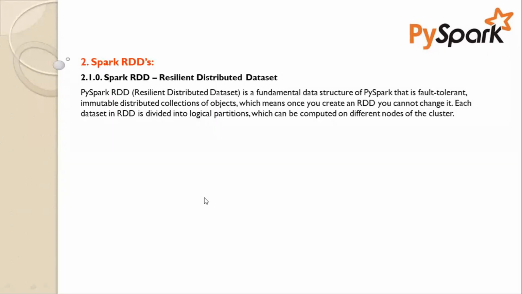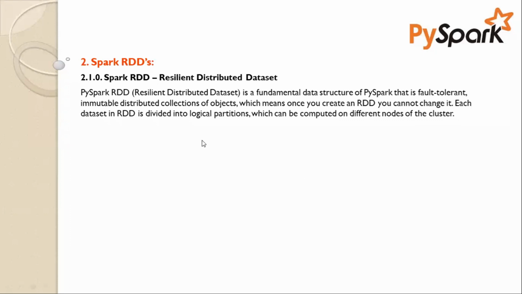So PySpark RDD or RDD, both are the same. It is a fundamental data structure of PySpark that is a fault-tolerant, immutable, distributed collection of objects. Fault tolerant means that when we lose transformations in between, it automatically retrieves them based on its lineage. For that, it will use cache or persistence.